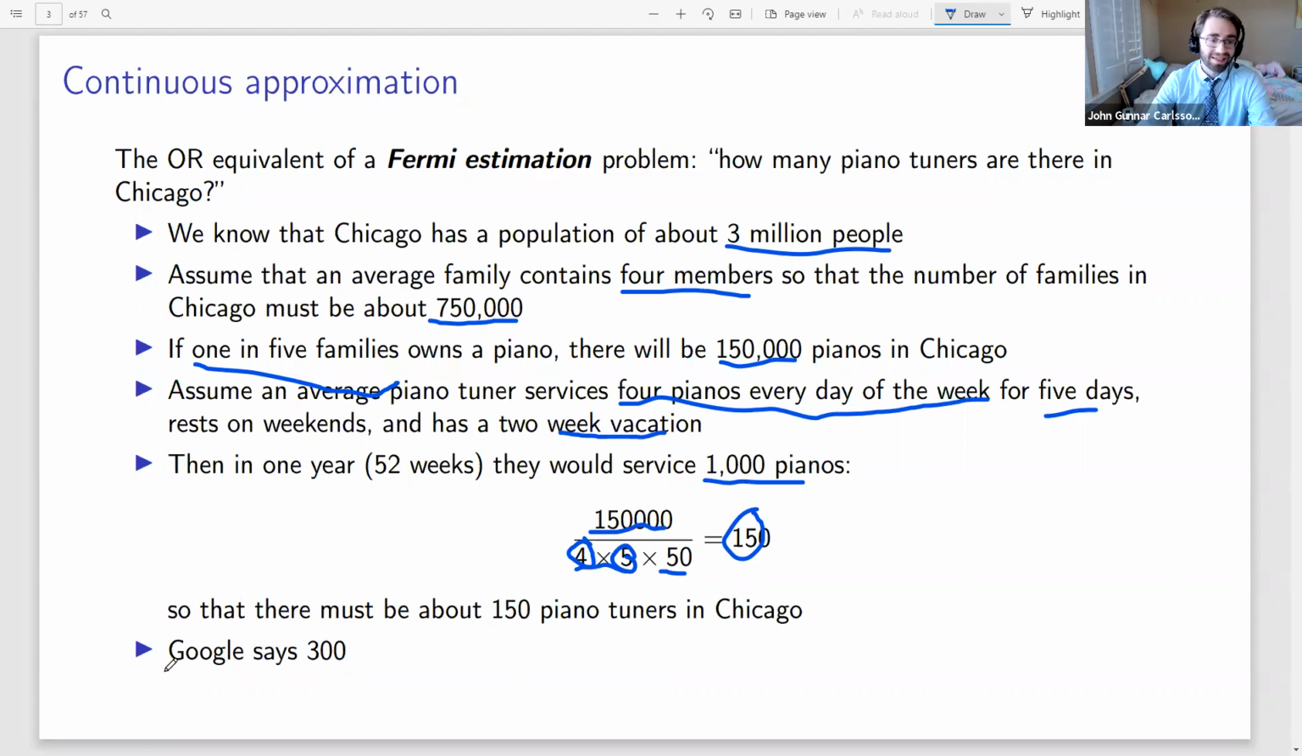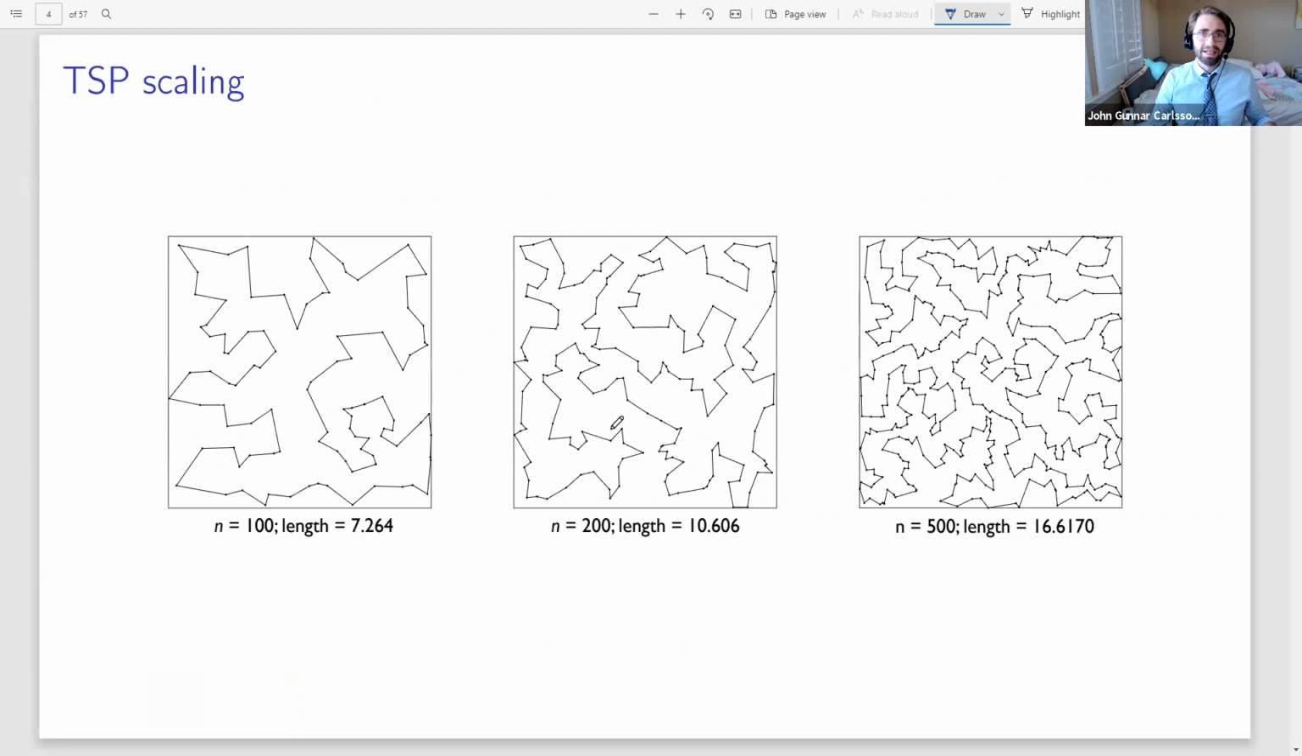Okay, and if you Google it and do some looking into it, it's about 300. So I'm within a factor of 2, which is not terrible. And the important thing is I didn't use any significant information. I just made a bunch of guesses, and I came up with an estimate that was not totally ridiculous. So the continuous approximation paradigm is doing this, but for things like the traveling salesman problem.